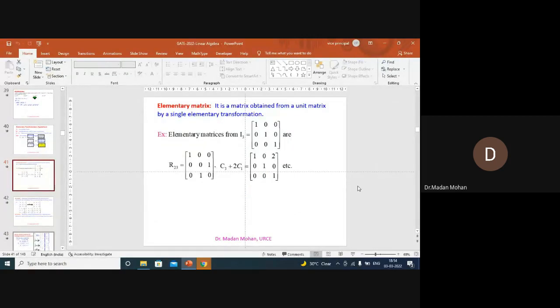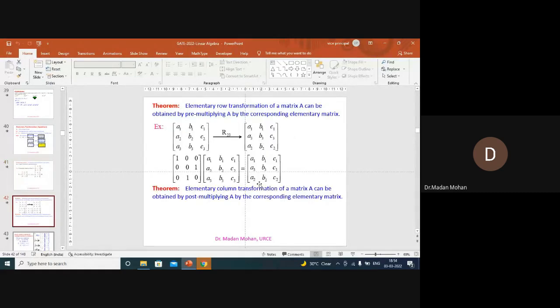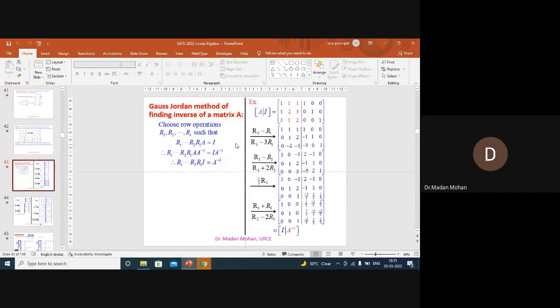Elementary matrix: a matrix obtained from a unit matrix by a single transformation is called an elementary matrix. Now, an elementary row transformation of a matrix can be obtained by pre-multiplying by the corresponding elementary matrix. Similarly, an elementary column transformation is obtained by post-multiplying A by the corresponding elementary matrix. Using this, Gauss-Jordan developed a method of finding the inverse of a matrix. That method is this one.